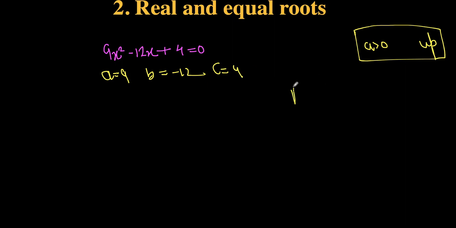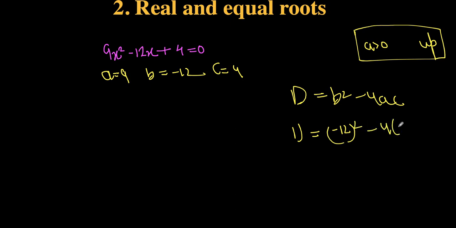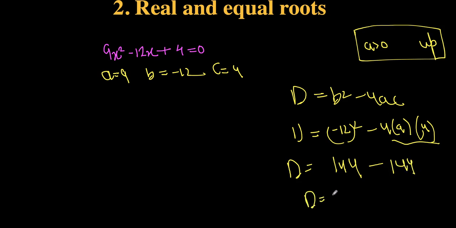So if you solve for the discriminant, which is b square minus 4ac, you will get b square is minus 12 square minus 4 into a, which is 9, and c, which is 4. If you solve this, your discriminant will be 144 minus 144. So here you are getting your discriminant as 0. So when the discriminant is 0, you will get real and equal roots. That is my second condition.